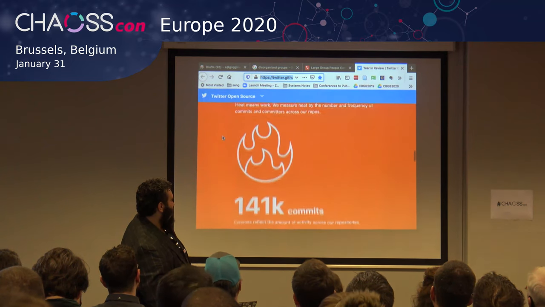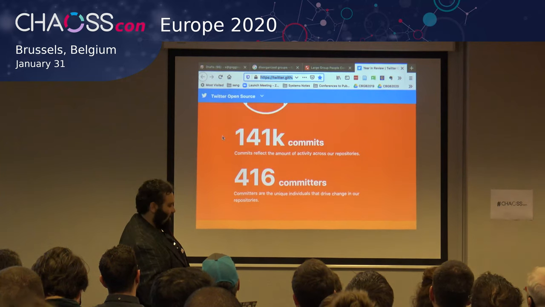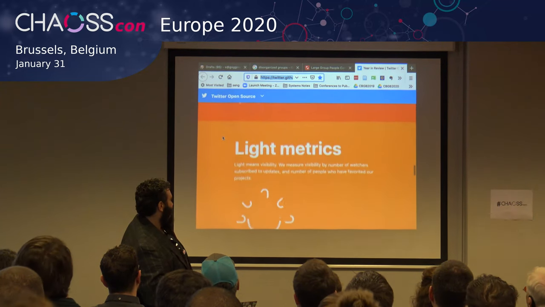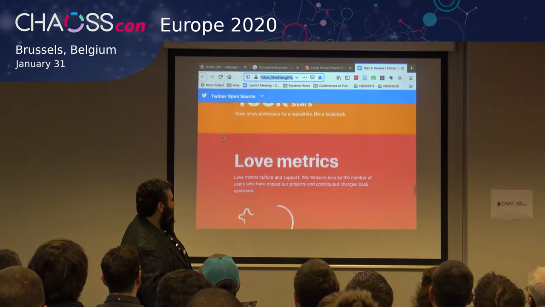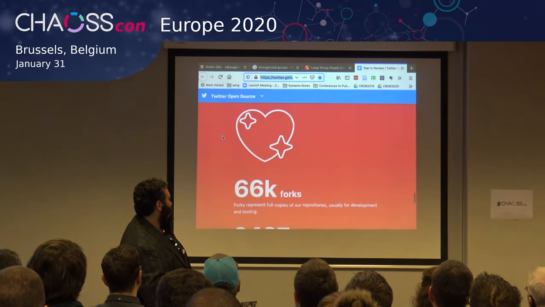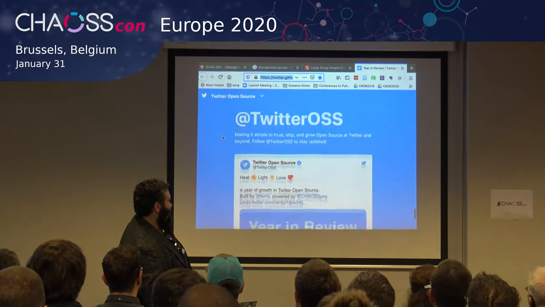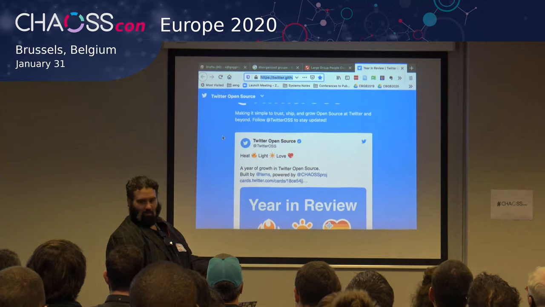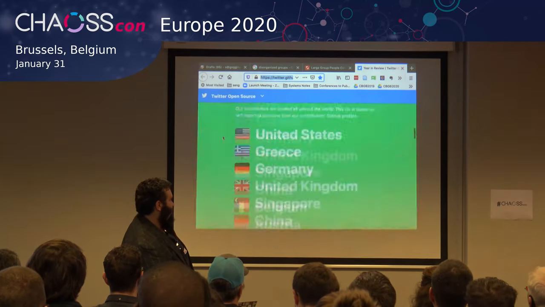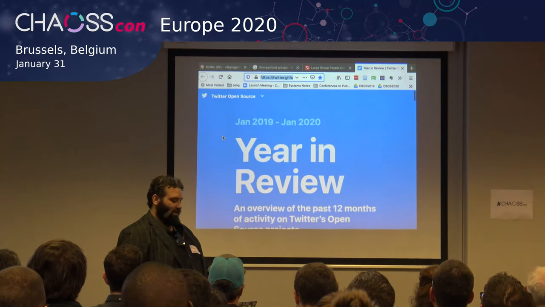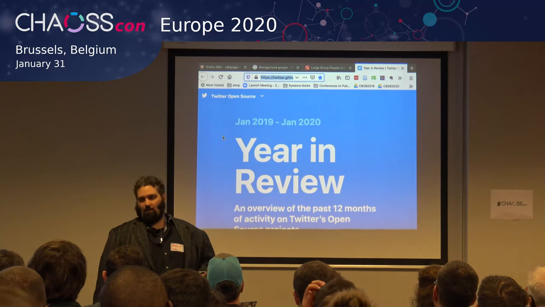When it comes to heat, commits as well as committers were the metrics that we were thinking of. If you scroll down a little bit farther, you get to the light, and that is the number of watchers and stars. And then love is just the number of forks and pull requests merged. And then as a really simple way of publishing it and letting people know, we tweeted it out. We embedded the tweet on the website so that people could see it.